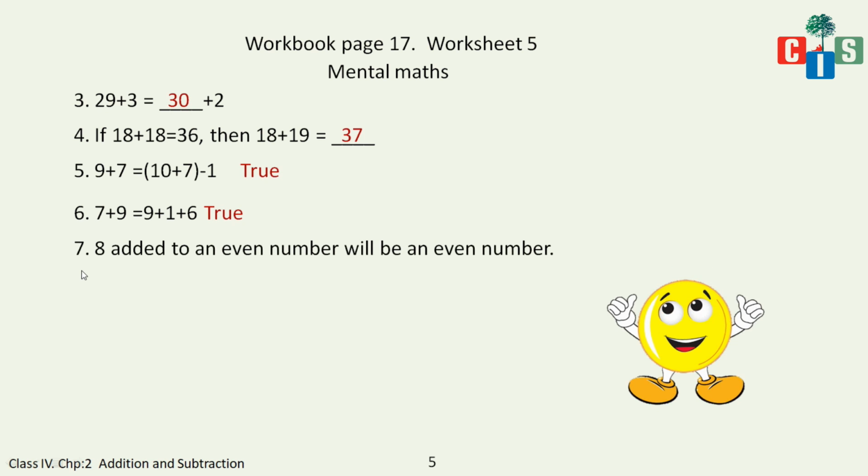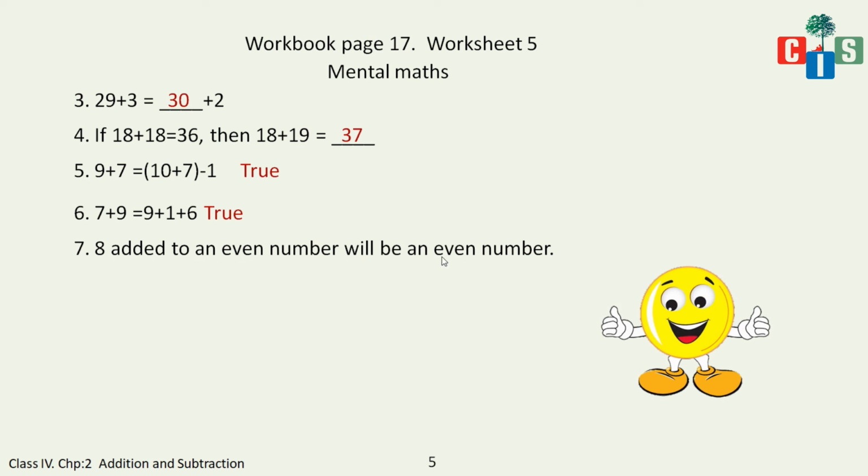The next one, 8 added to an even number will be an even number. Is it true or false? See, 8 is an even number. If an even number is added to an even number, the answer will always be an even number. So this statement is also true.